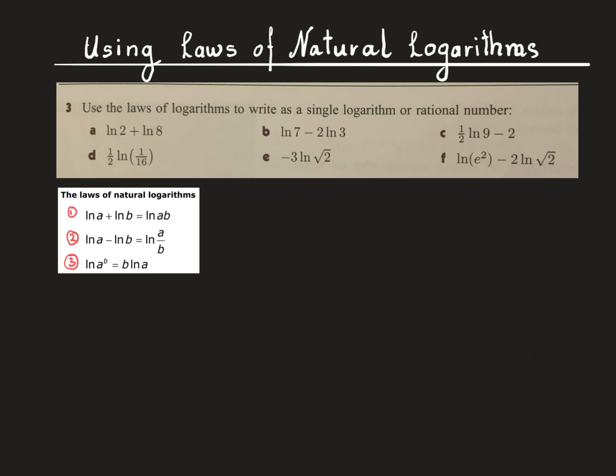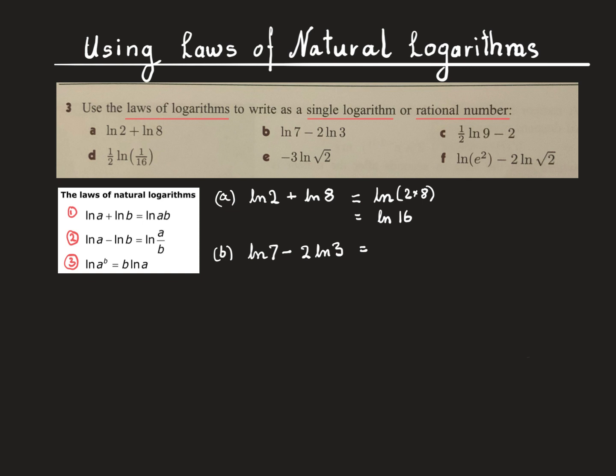In this video, I'm going to use the laws of logs to write as a single logarithm or a rational number. And my first problem is fairly simple. All I'm doing is using the very first law here, which says that ln a plus ln b is ln a multiplied by b. So we can just multiply the 2 and the 8 together. I'll write this 2 times 8. And the answer will be ln 16.